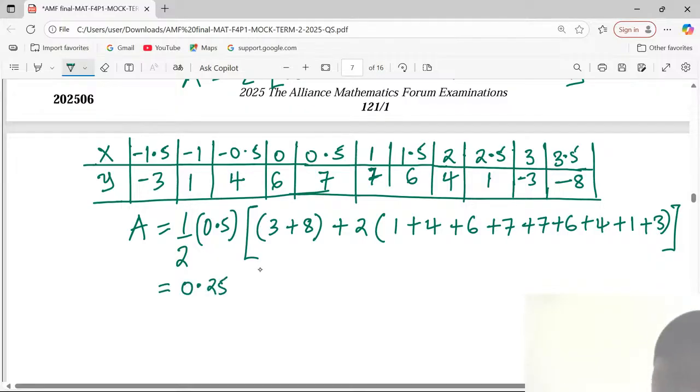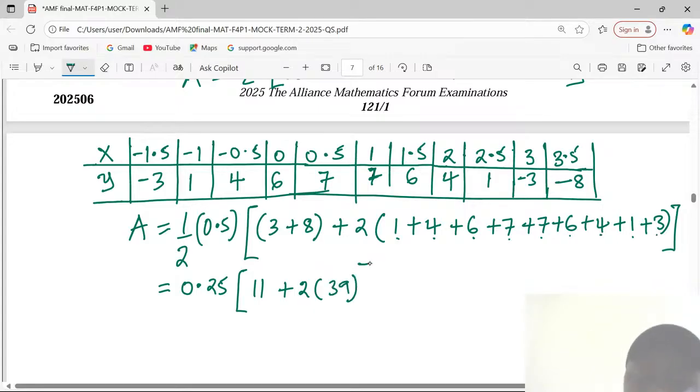0.25 or a quarter into 11 plus. So let me add, so that I multiply by 2: 1 plus 4 plus 6 plus 2 sevens plus 6 and 4 plus 1 and 3. Okay, 5, 11 plus 14, 25 plus 10, 35 plus 4, 39.